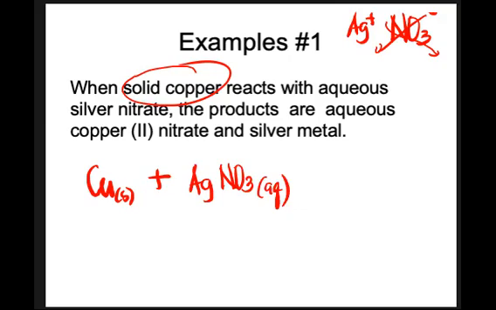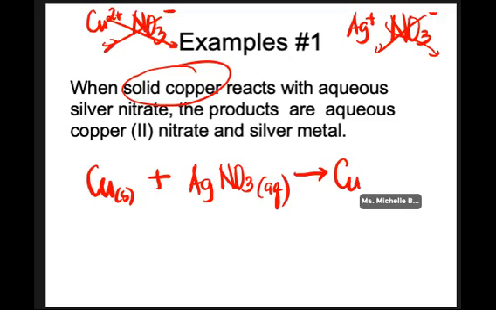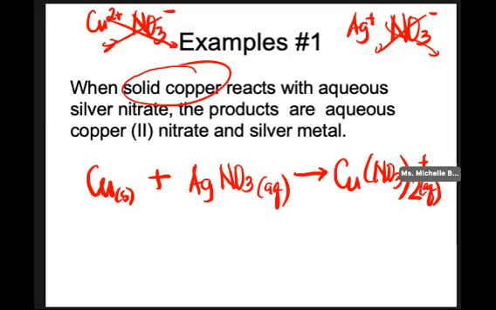The products are copper(II) nitrate, so you have to use first your scratch paper: copper 2 positive, and then NO3 negative 1. Cross and then cross, you will have Cu(NO3)2, and that is aqueous, we write (aq), plus silver, Ag, and that is a solid metal. That's a complete chemical equation. Okay?